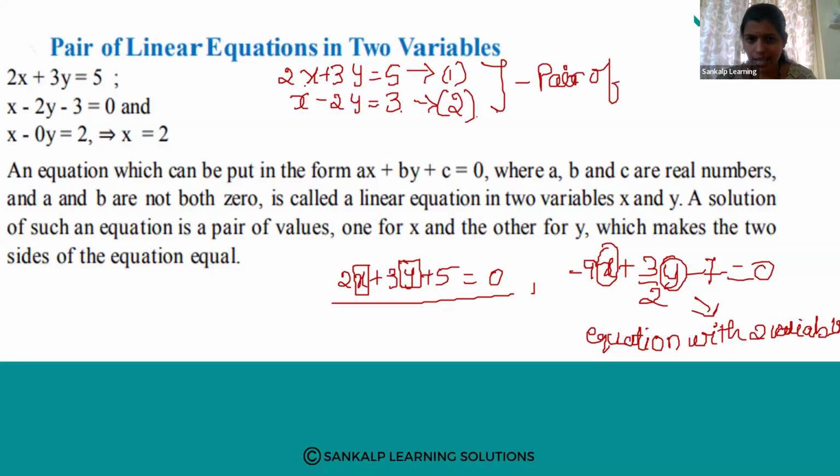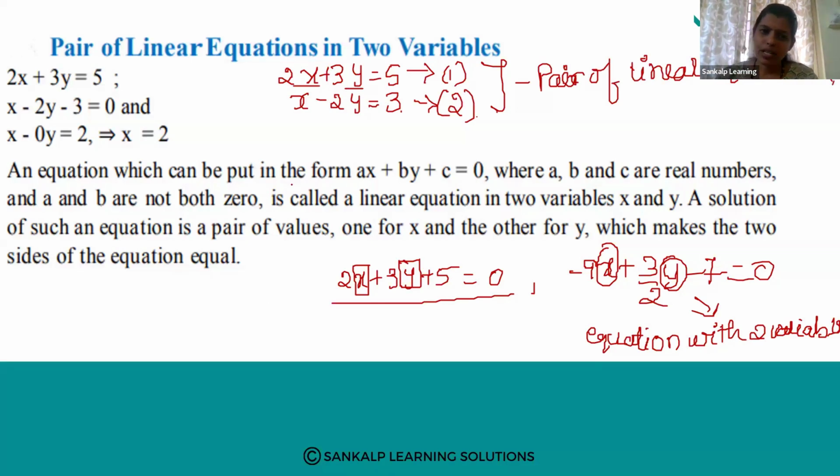How many variables are we using? That is x and y. We have two variables, and we have combined two equations and written them together. So it is called a pair of linear equations in two variables.